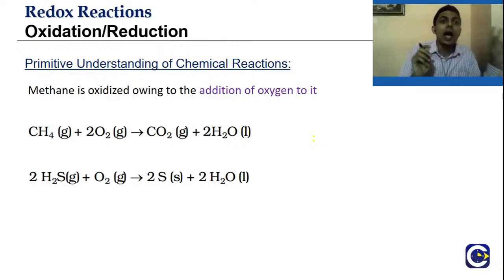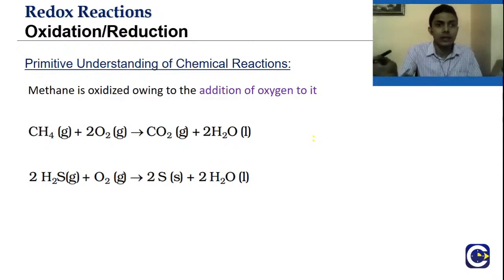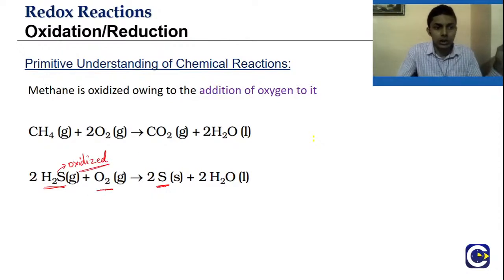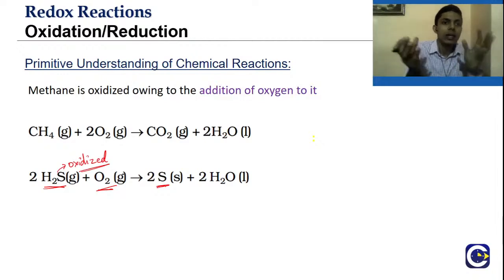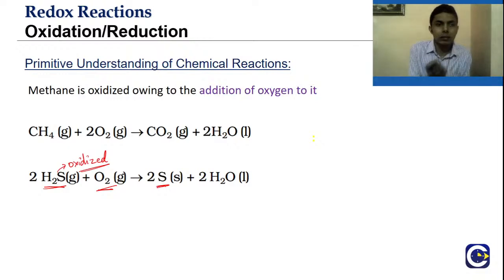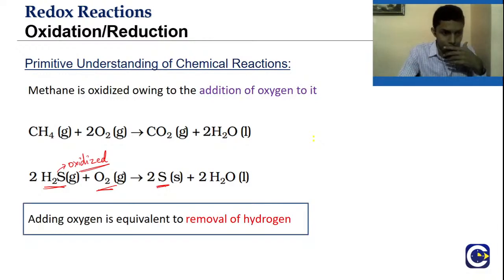H2S: here hydrogen is attached to sulfur. So if you remove that hydrogen, sulfur gets oxidized. If you are adding any oxygen to sulfur, then it gets oxidized. So here you can see that in H2S, two hydrogens are removed as we go to product. So sulfur is oxidized. In the presence of oxygen, we call it the oxidizing agent. Whichever is the component which oxidizes something, that will be the oxidizing agent.